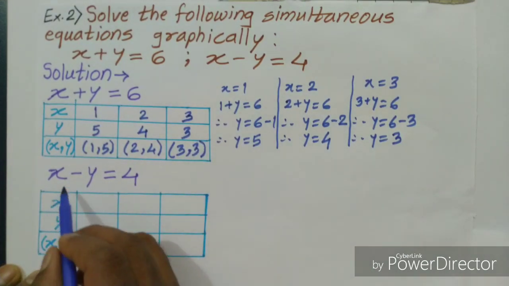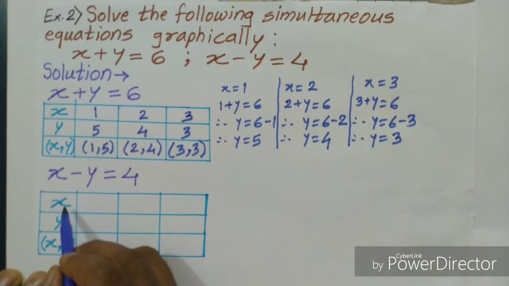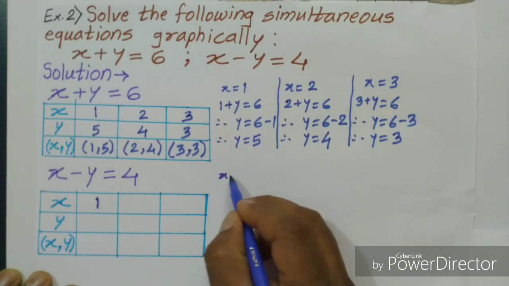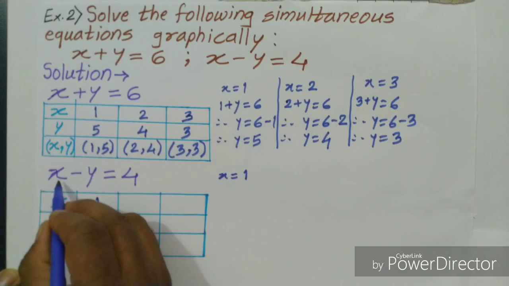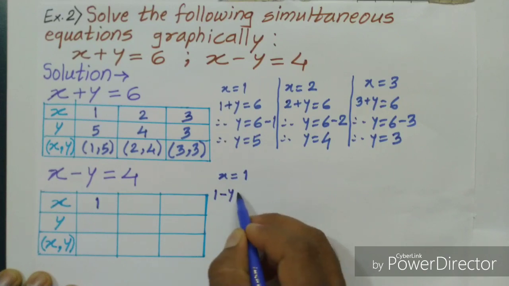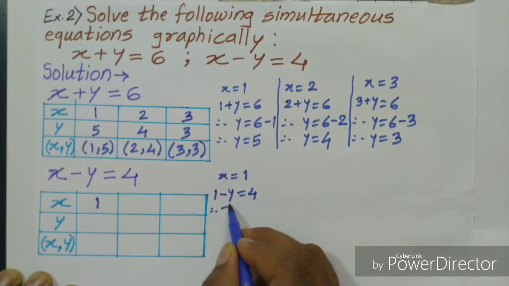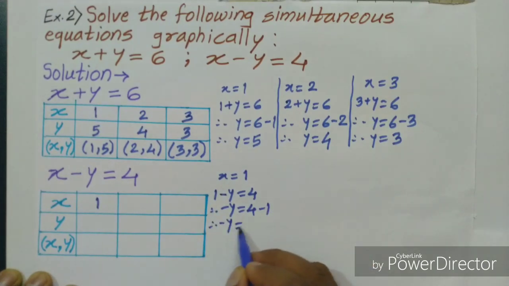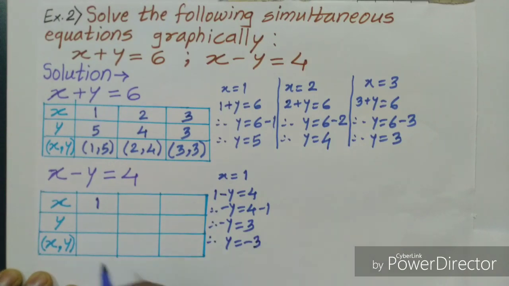Then the second equation, and we find the 3 points. For the value of x we consider 1. x is equal to 1. That value we substitute in the given equation. 1 minus y is equal to 4. Therefore minus y is equal to 4 minus 1. Therefore minus y is equal to 3. Therefore changing sign, y is equal to minus 3. The point is (1, minus 3).